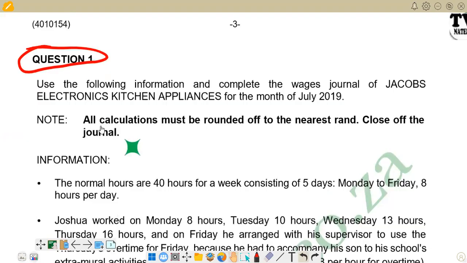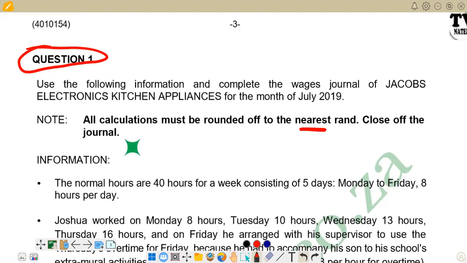And then on the note, we are being emphasized that all calculations must be rounded up to the nearest rand and close off the journal. So it is very important to take note of this instruction that we need to round off to the nearest rand our answers after making calculations. If there are decimal places coming after, we have to round off to the nearest rand. So basically, this is the whole number. So this is what we have.